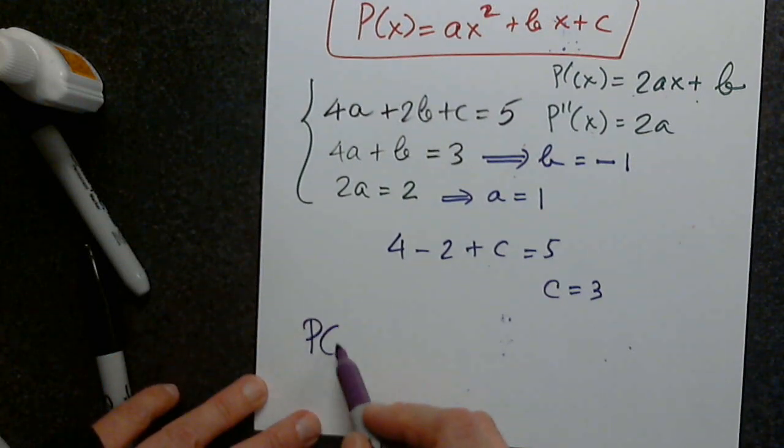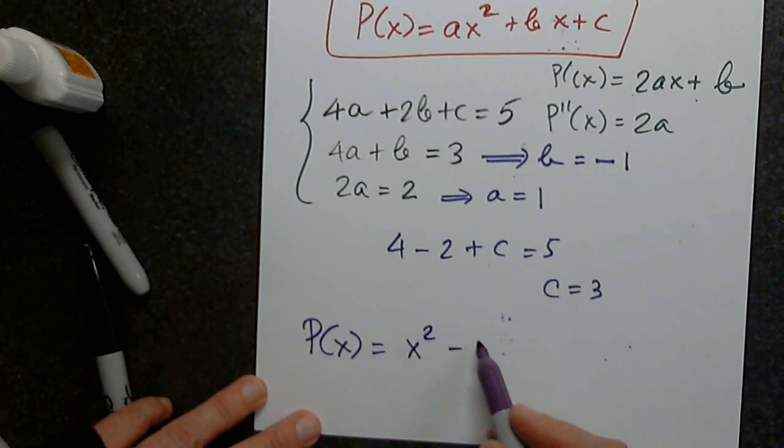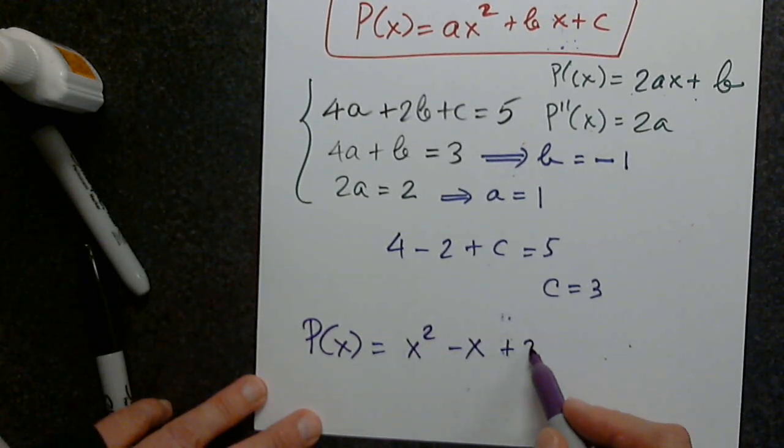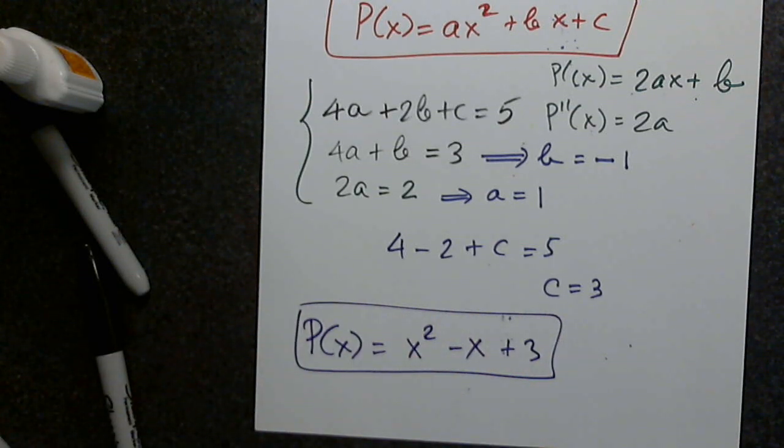And here's our polynomial. There is no other that fulfills the given conditions. This is the only one such that p of 2 is 5, p prime of 2 is 3, and p double prime of 2 is 2. You cannot find another. This is uniquely defined by the given conditions. Any questions?